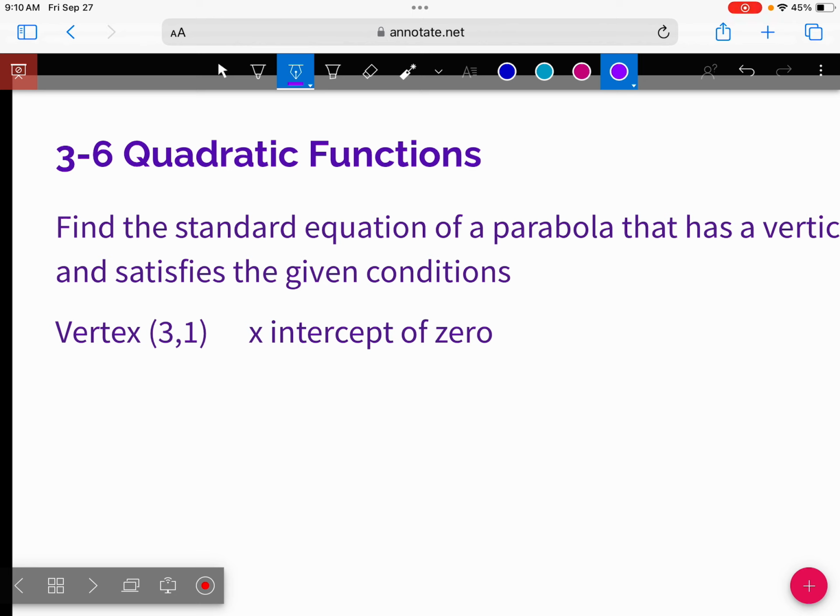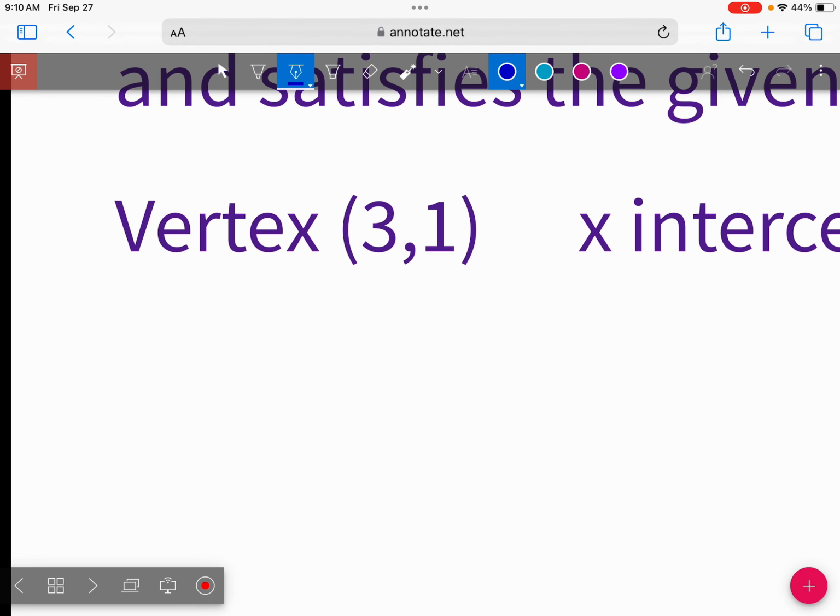So now we're going to find the standard form equation of a parabola that has a vertex at 3, 1 and an x-intercept at 0. So we're going to start with our vertex to put it in kind of our general transformation form.